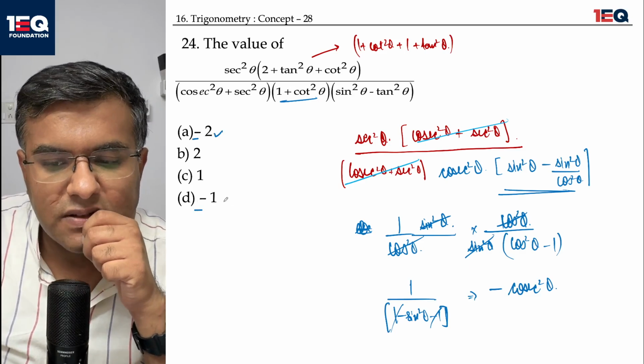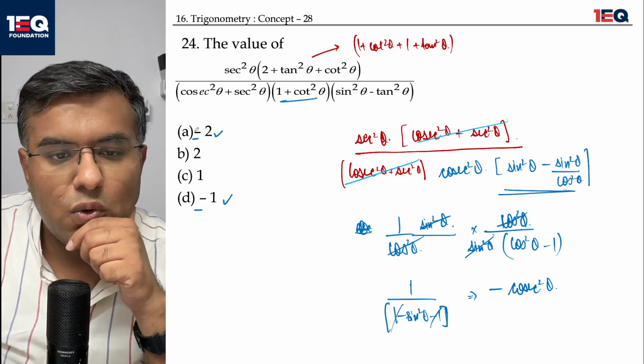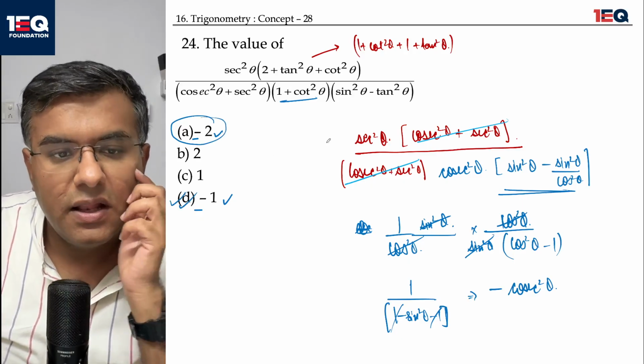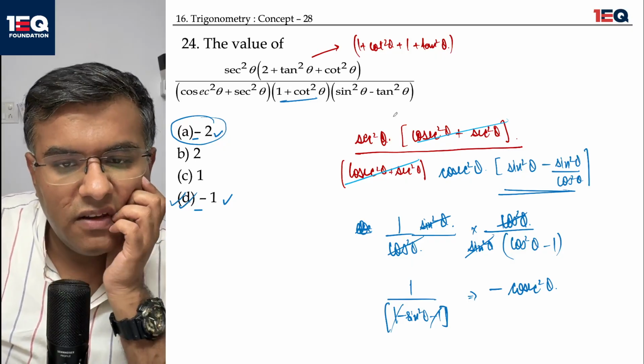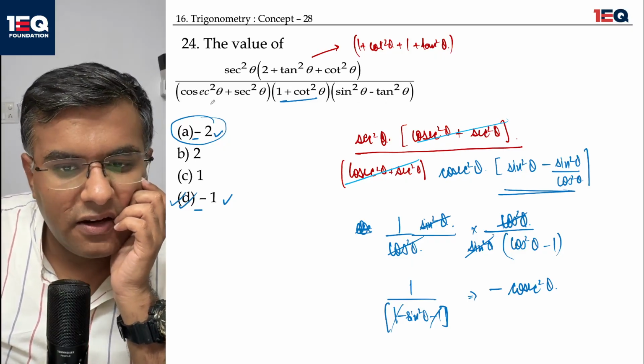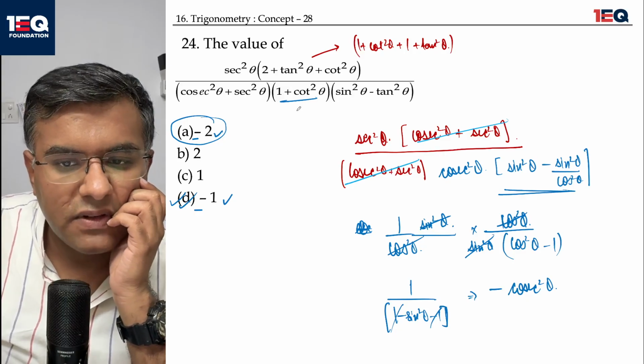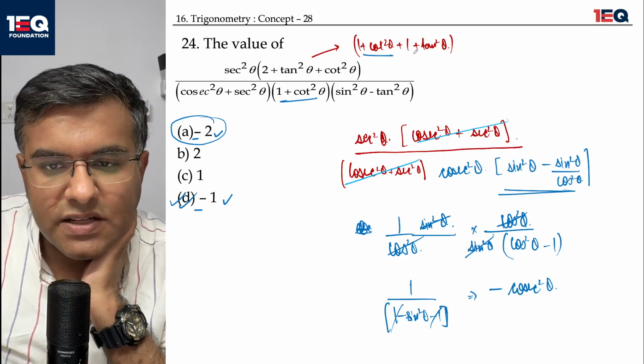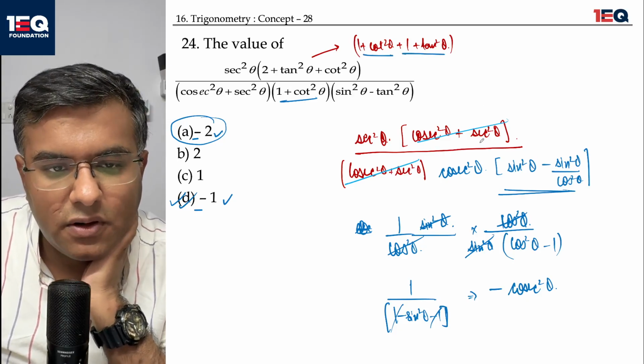So one of the two answers would be correct. But there is no sign of there being a 2, so I would call for this answer to be correct. Let me still find out if I can locate the hidden term which has been missing. This 1 plus cot square theta got converted to cosec square theta, and 1 plus tan square theta got converted to sec square theta.